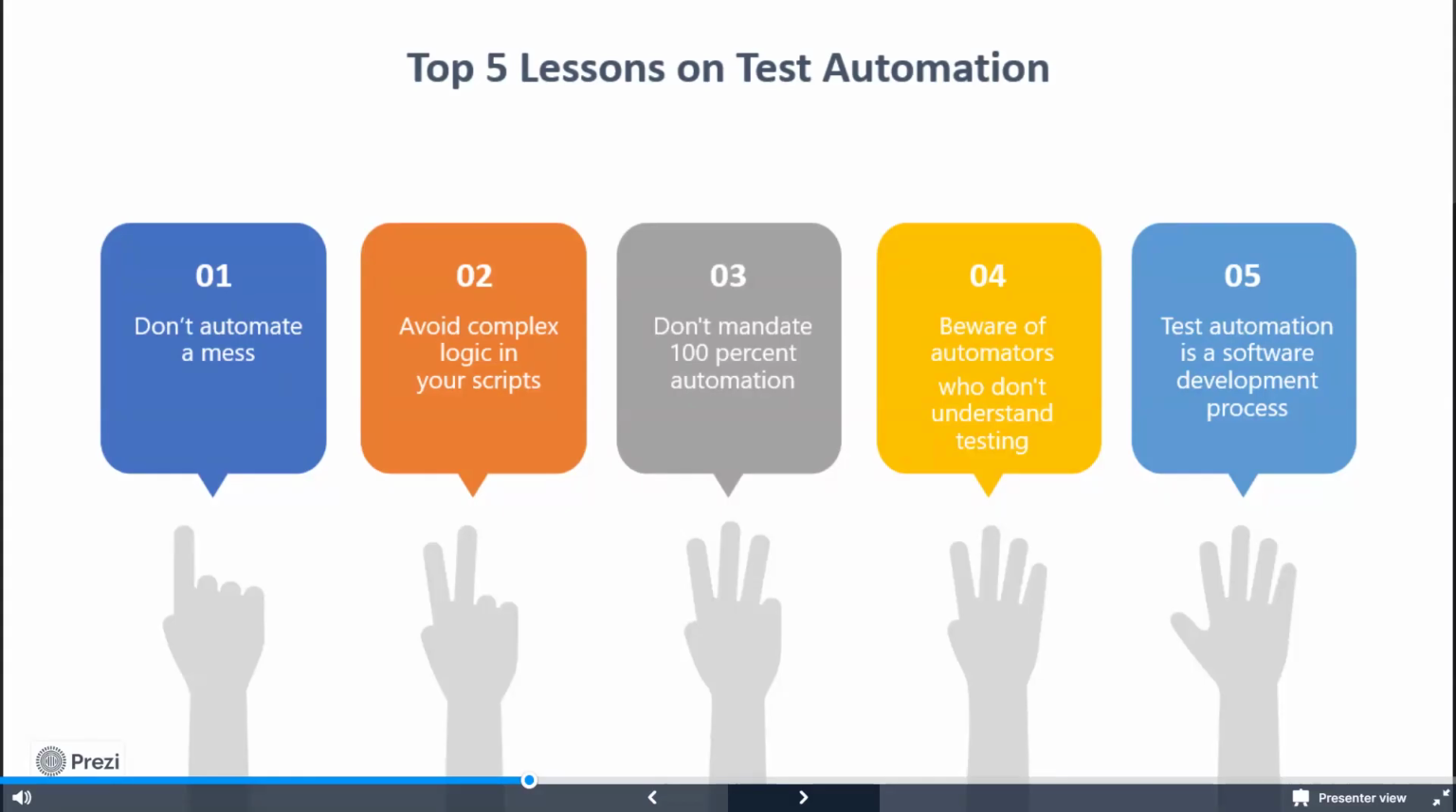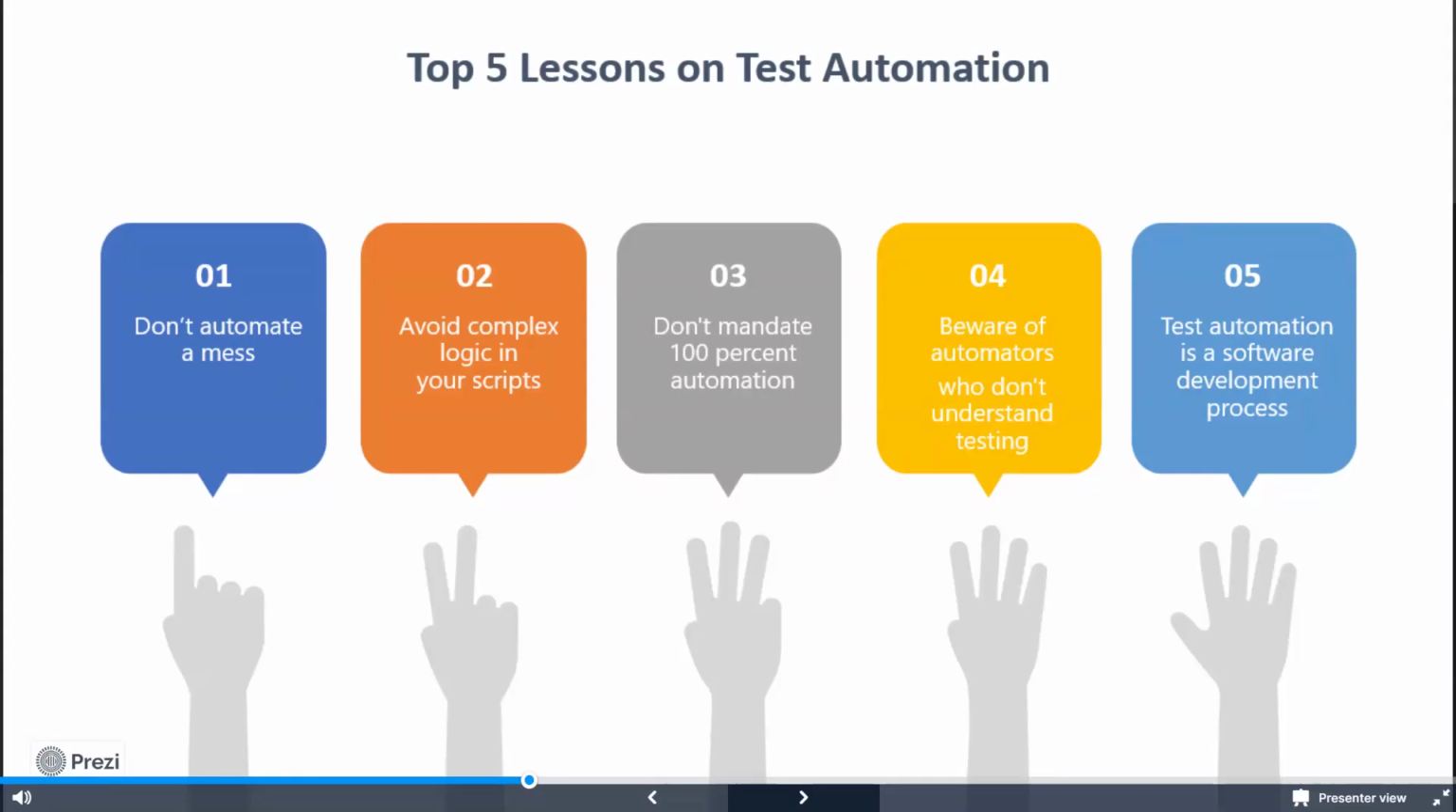And fourth, beware of automation engineers who don't understand the concepts of testing, like what is smoke, what is sprint, what is backlog, what is product backlog, what is design backlog, what are the different terminologies of testing. If they don't understand, just beware of this.